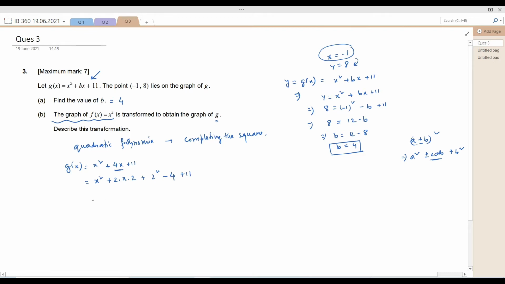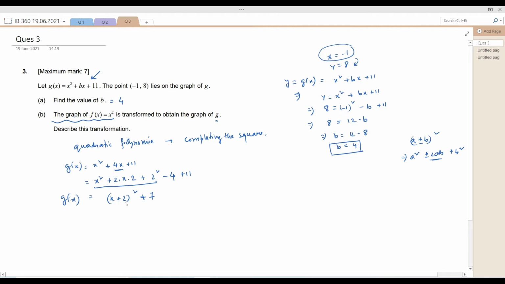Now you can see this line and this line are the same: x square plus 4x plus 4 minus 4 plus 11. So ultimately I am getting x plus 2 whole square minus 4 plus 11, so it is plus 7. So g(x) equals (x plus 2) whole square plus 7. Now this form is called completing the square. Here it is plus 2 and plus 7.